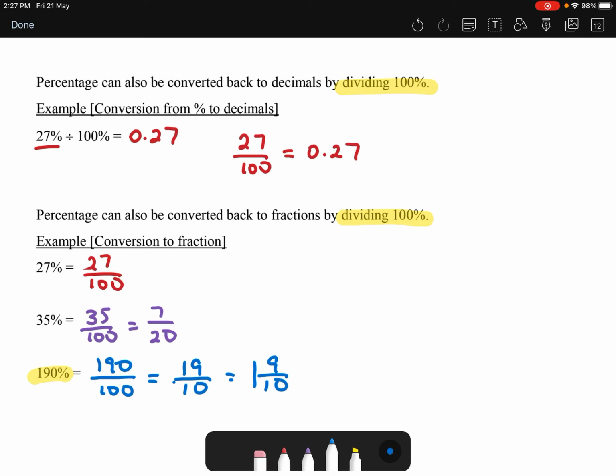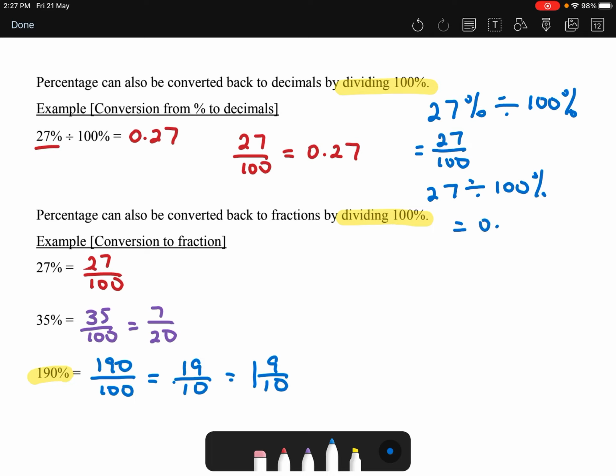Let's say I have 27%. I have this percentage, right? How do I express this in terms of fraction? You simply divide by 100%. So you get 27 over 100. So 27% I can also convert back to decimal. You just express this in terms of decimal, 0.27. So this is the conversion.